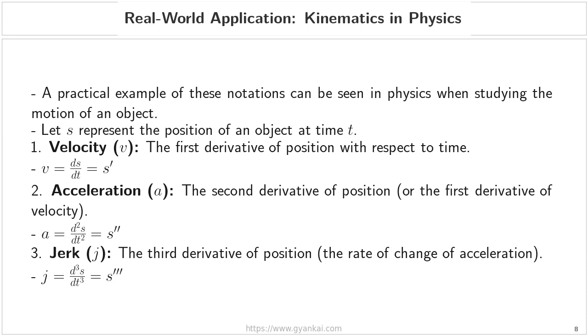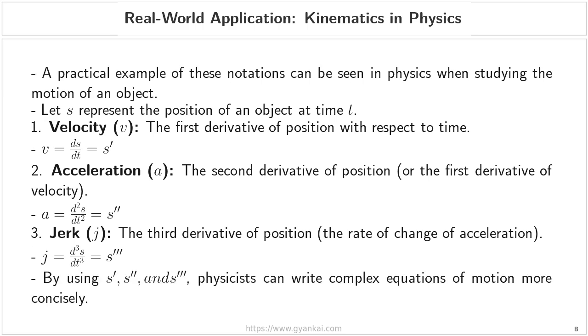Finally, we have something called jerk, represented by the letter j. This is the third derivative of position, which measures the rate at which acceleration changes. In its formal Leibniz form, it is d cubed s over dt cubed, but in shorthand, we call it s triple prime. As you can see, by using s prime, s double prime, and s triple prime, physicists can write out complex equations of motion much more concisely without the math looking overwhelming.